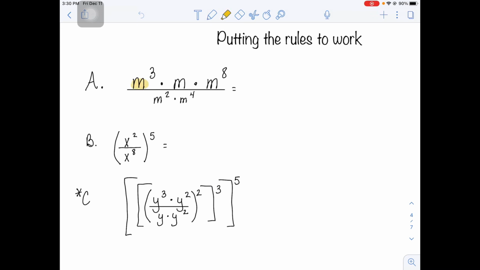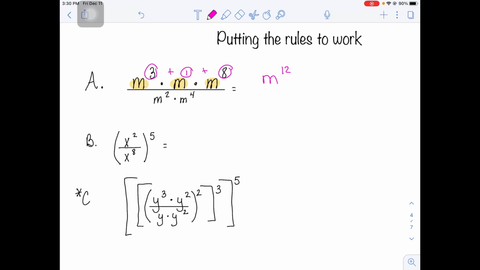So in this case, we have an m, an m, and an m, so we're going to keep that base of m. And then remember, if we do not see an exponent, we know that there's a 1 there. So it's 3 plus the 1 plus the 8. So 8 plus 1 is 9, plus 3 more is 12. So that simplified our numerator.